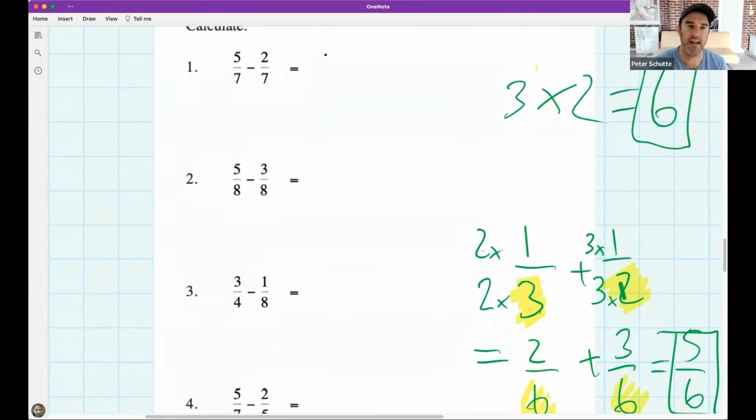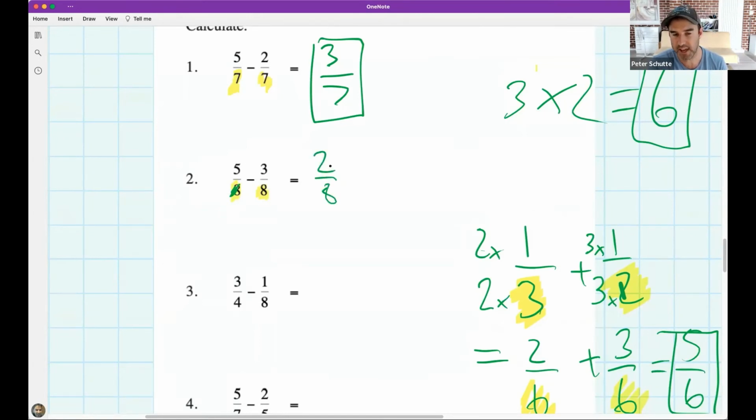Now, in this question over here, because the family names are the same already, I can just go 5 minus 2 is just 3/7. The second one, same idea. Because the family name, the denominator, is the same, I'm then going to get 5 minus 3, I get 2/8.